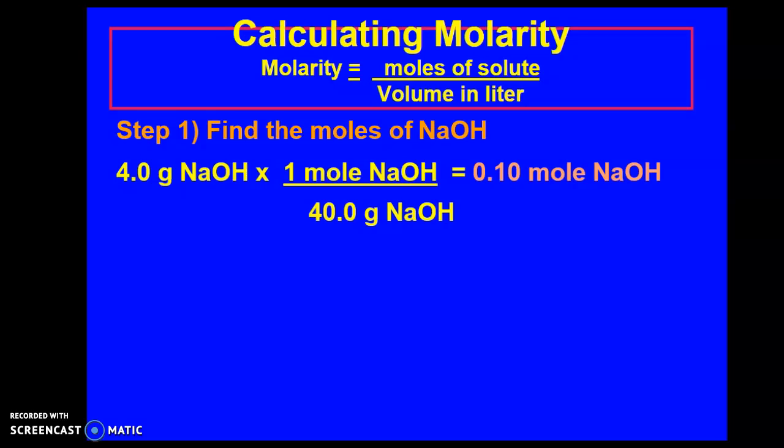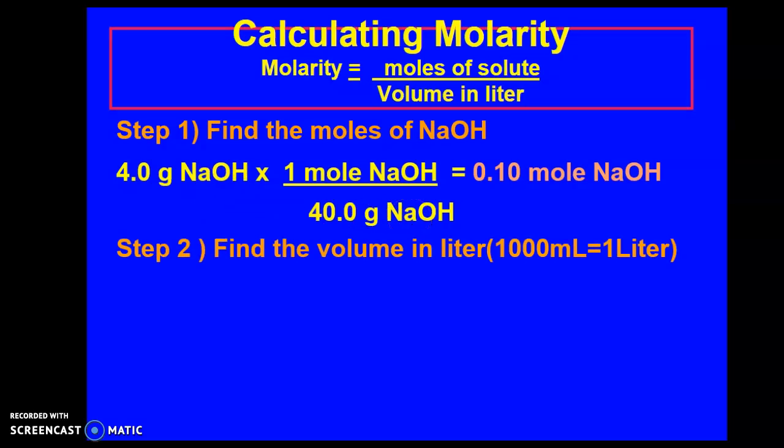Remember the stoichiometry steps we were doing the other day. In order to cancel these grams of sodium hydroxide, the grams of sodium hydroxide must always be at the bottom so that they can easily cancel out. So you have 4 grams times 1 mole divided by 40 grams, which will give us 0.1 mole of sodium hydroxide.